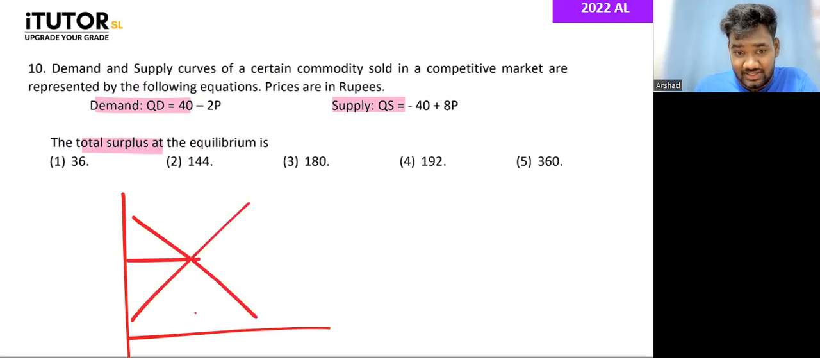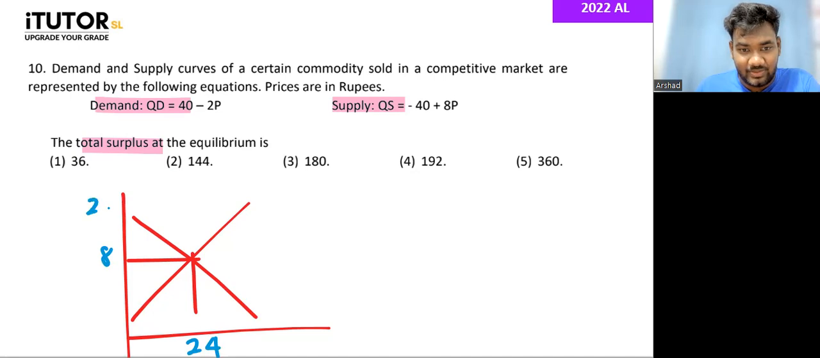Equilibrium price and quantity. For those who did, what is the equilibrium price? What is the equilibrium quantity? Okay, price is 8, quantity 24. Okay. Maximum demand price, minimum supply price.